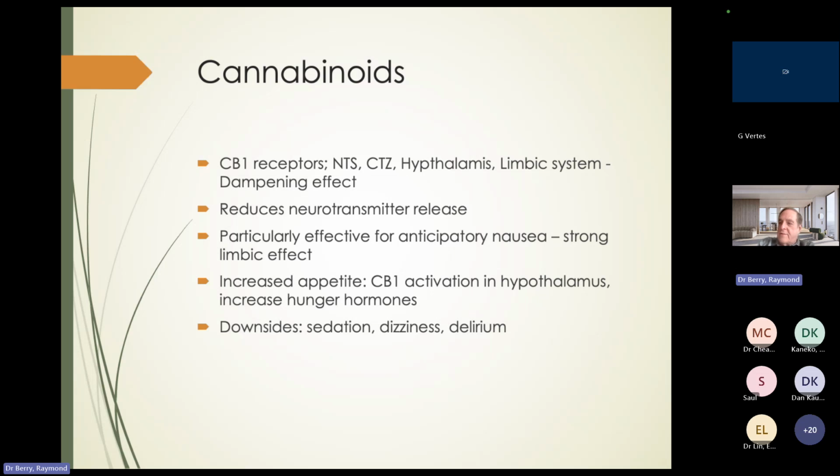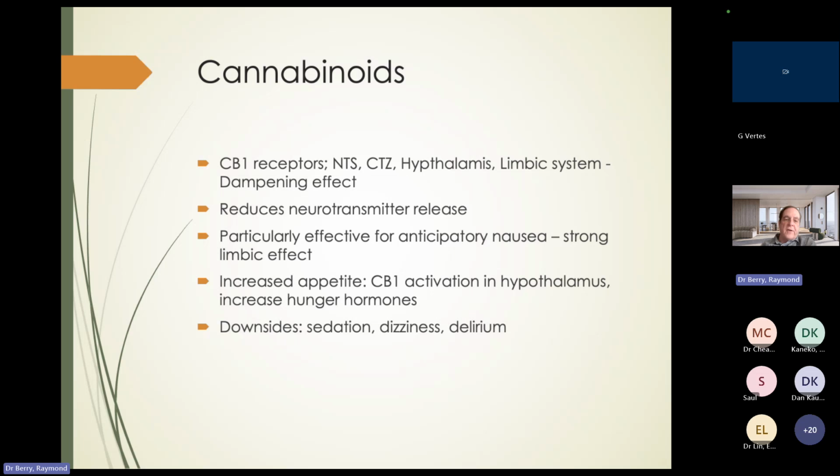Lots of interesting cannabinoids for nausea. Not really well understood yet, although we're learning a lot more about the receptors. This would almost be a whole talk on cannabinoid receptors. There are a couple of main ones, CB1 and CB2. The cannabinoid 1 receptors are widespread throughout the brain, throughout the NTS, the chemoreceptor trigger zone, hypothalamus, limbic system, and it seems that they have a dampening effect. So when they're activated, it seems to just reduce the neurotransmitter release.